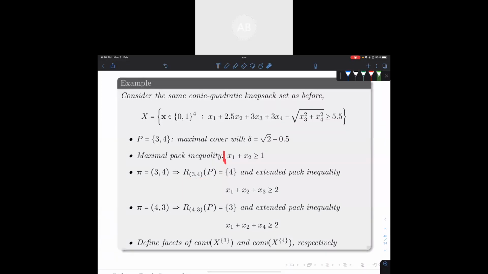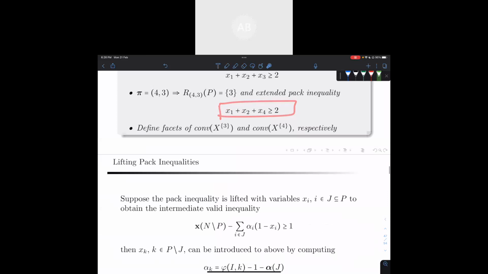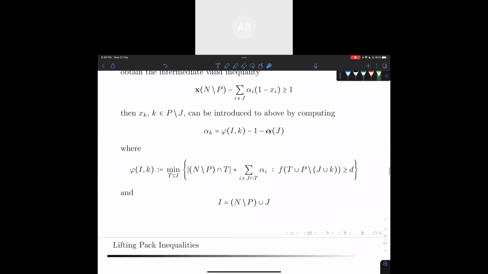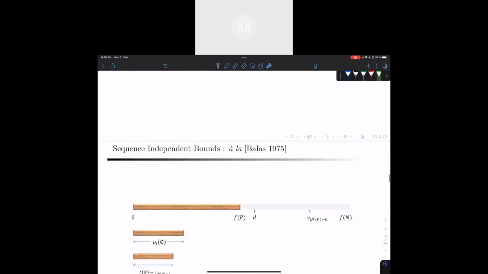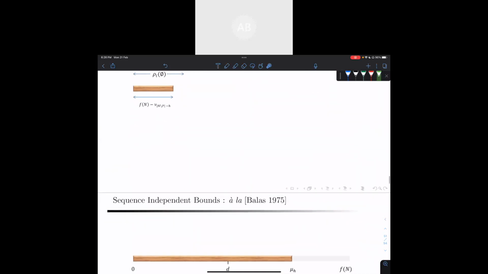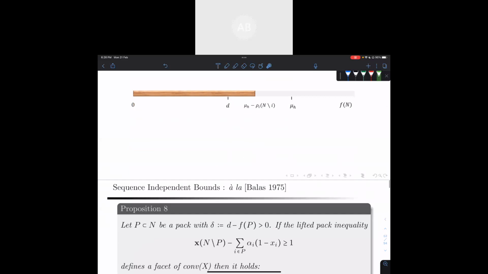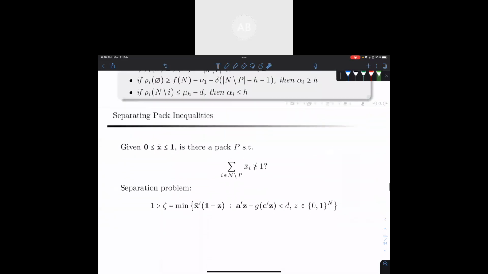So this inequality, which was x1 plus x2 greater than or equal to 1, now becomes x1 plus x2 plus x3 greater than or equal to 2, and so on and so forth. So these become much stronger inequalities, and that's the idea. So pretty much all of these things can be utilized. I guess we are running a little short on time, so I'm not going to discuss most of the stuff.